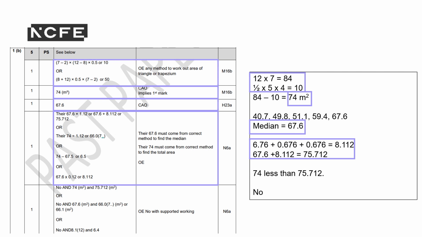And then our final mark, we've written no. And we have written 74 is less than 75.712, but as long as somewhere within our working we've got that 75.712 and the 74, and we've written the word no, then that is fine. Although if we had written down here no and the increase, the 8.112 and the 6.4, that would also be accepted. So there's lots of different ways of gaining all 5 of those marks.